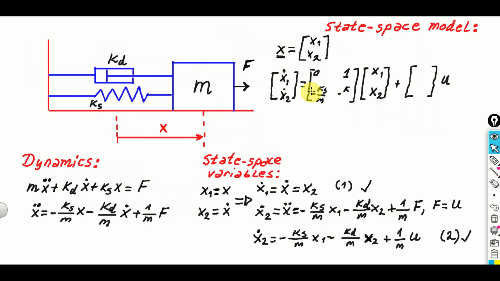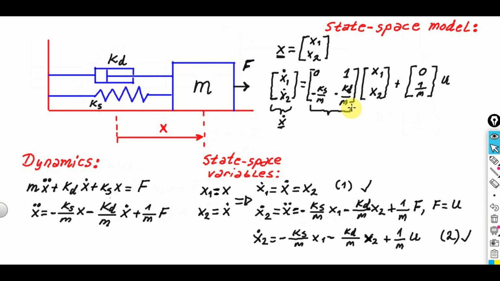Let me just write this nicely so you are not confused. I'll have minus Kd over m as the second term. On the other hand, from the first equation, we can see that we will have 0 here, and we will have 1 over m here. Let me again write this nicely, 1 over m. And this is our state equation. Now, this vector over here is x underline dot.